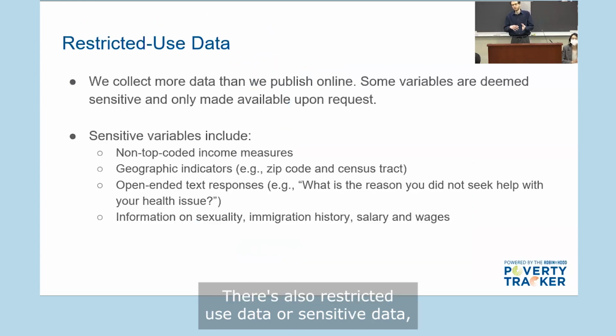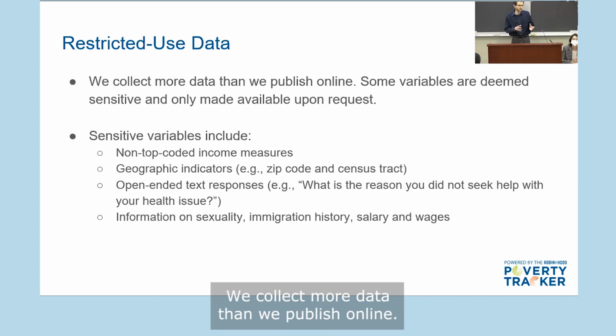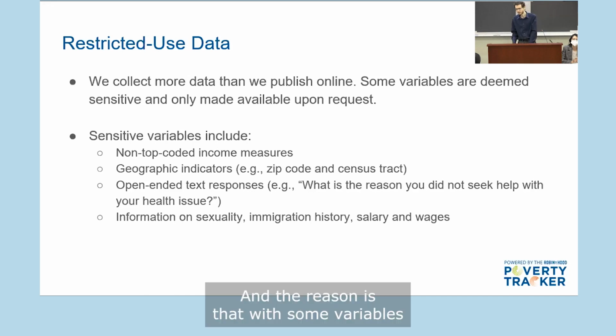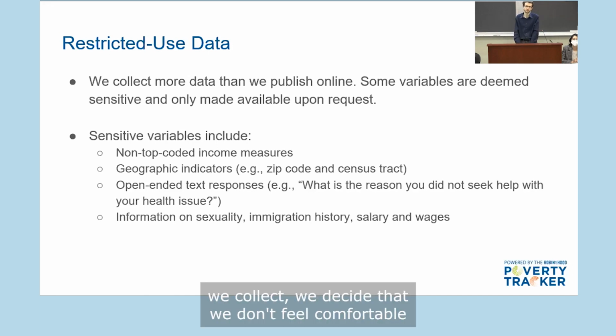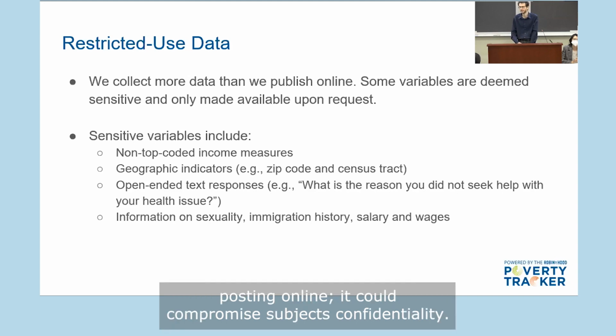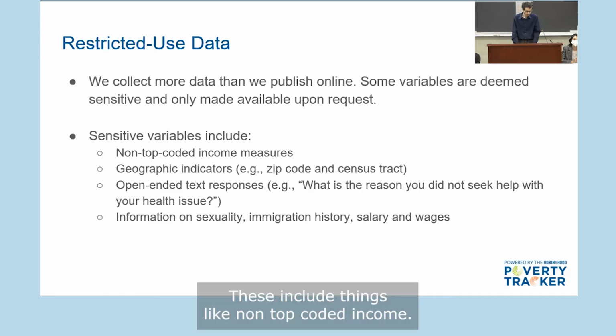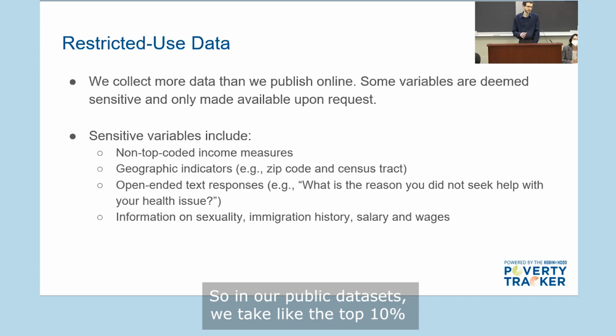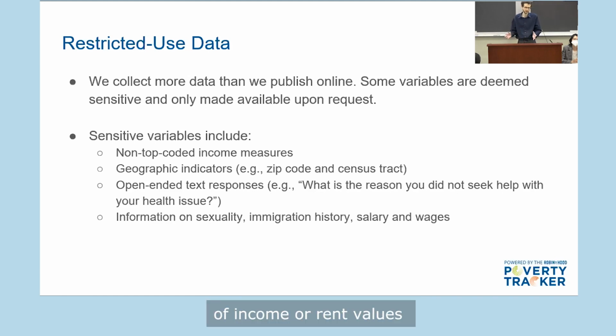Now, there's also restricted use data or sensitive data. So we collect more data than we actually publish online. And the reason is that some of the variables we collect, we decide that we don't feel comfortable posting online. They could compromise our subjects' confidentiality. So these include things like non-top coded income. So in our public data sets, we take like the top 10% of income or rent values, and we top code them, so we hide them.